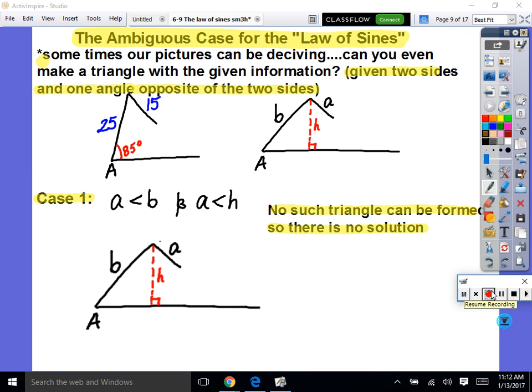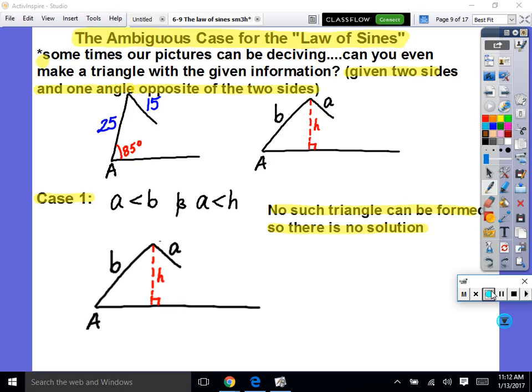So we're going to talk about what's called the ambiguous case for the law of sines. Do you remember hearing this last year, or did you not get into this last year? Okay. Yes, for some triangles it doesn't work. So now we're going to be expected to be able to determine it, and it's going to make complete sense once I go through this with you.